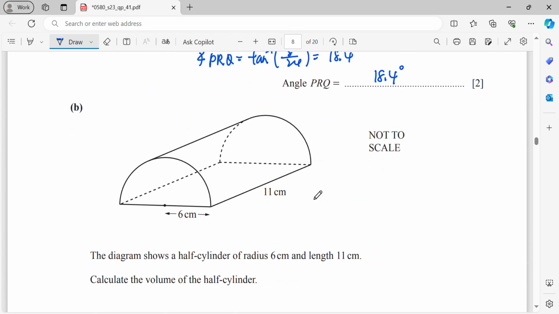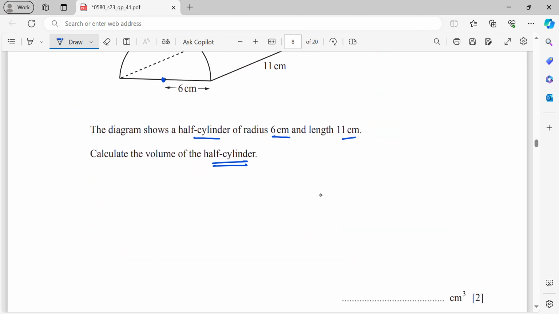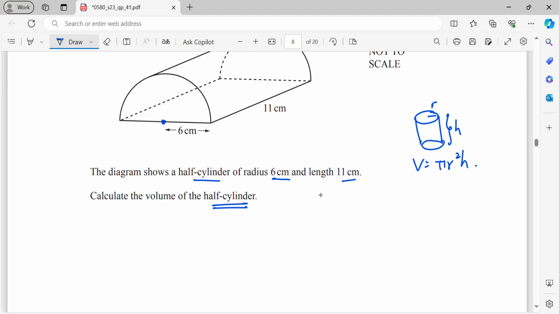Now part B. The diagram shows a half cylinder of radius 6. That's why this is the center. And length 11 centimeters. Calculate the volume of the half cylinder. Let's say this is a cylinder. Here is r, then the height is h. The volume is pi r squared h. Since this is half, the volume is just times half to the formula. So it will be half times pi r squared h.